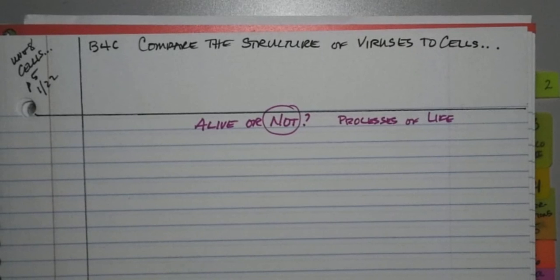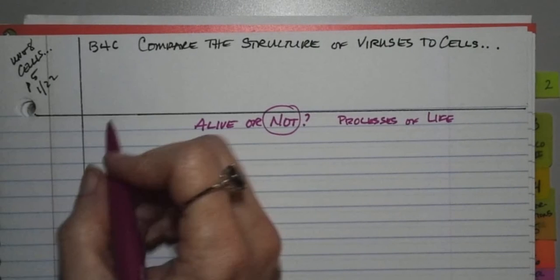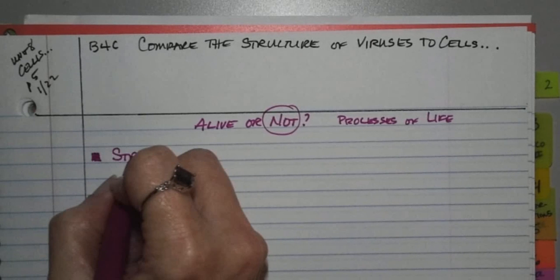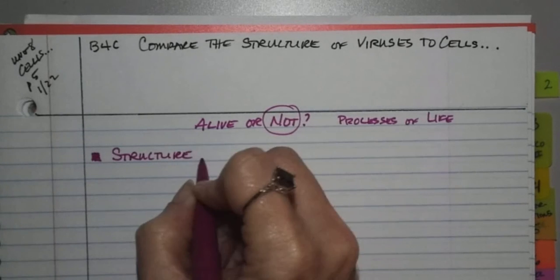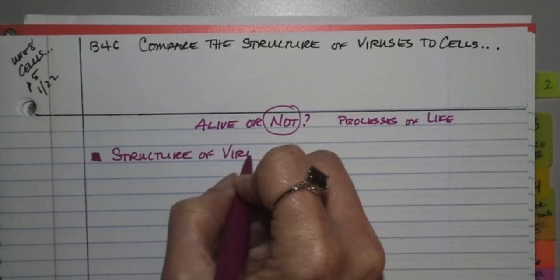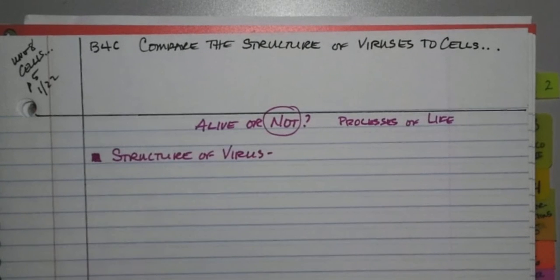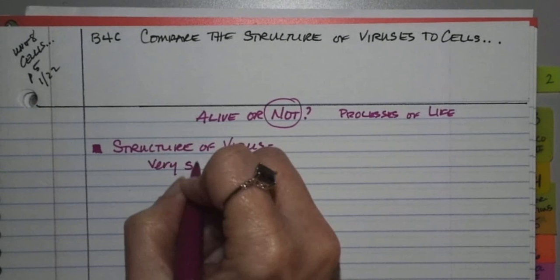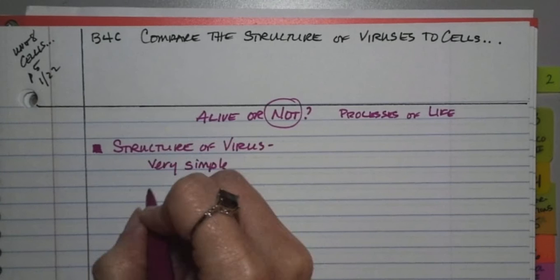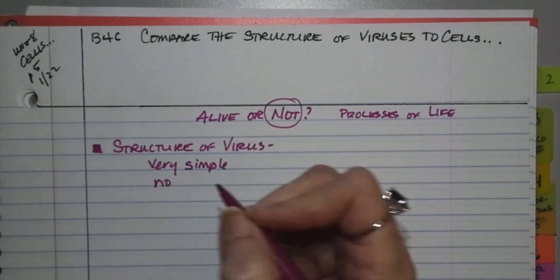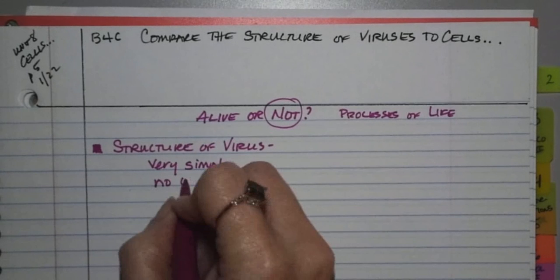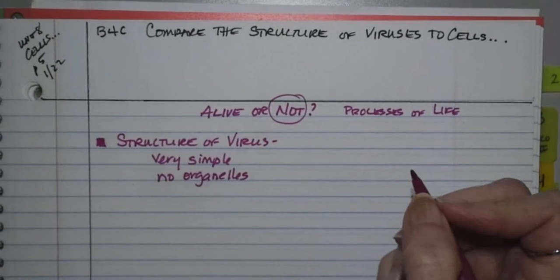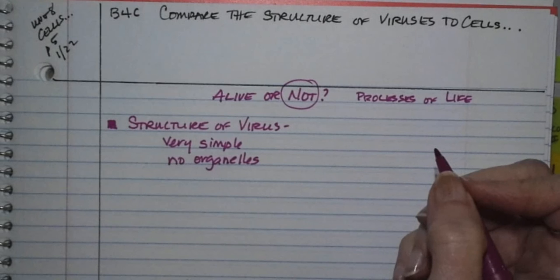So let's talk about the structure. Okay, so they're very simple. No, and I'm going to say it just as no organelles. I could put in there no membrane-bound organelles, but it's the same thing. They don't have any organelles. There are no parts to them on the inside.